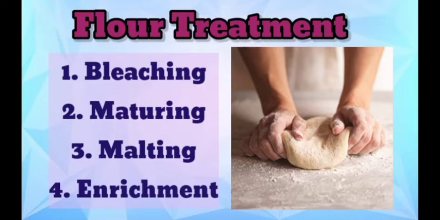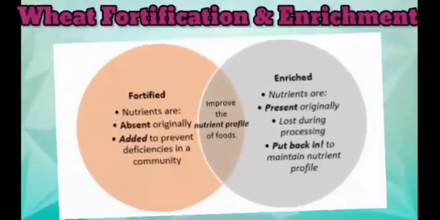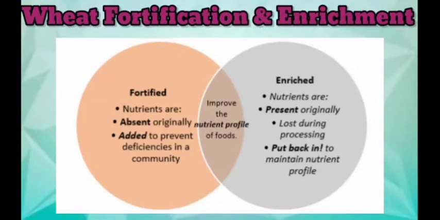Vitamins and minerals are lost during milling process, so we can add different nutrients for increasing the caloric value of the flour. Wheat fortification and enrichment. Fortification means adding nutrients which are originally absent in the food to prevent deficiencies in a community. Like we can add several micronutrients to the wheat flour. Enrichment means putting back the nutrients which are lost during the milling process to maintain the nutrient profile of the food. Like vitamin and minerals are lost during the milling process.